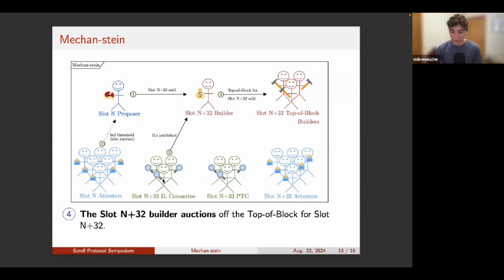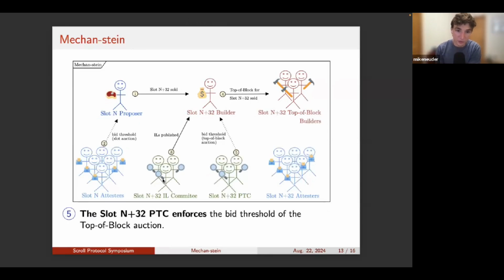Now, we're at the slot n+32, and the top of the block is getting auctioned off to a potentially different set of builders. Obviously, the slot n+32 builder could compete in this auction themselves. It's permissionless. It's totally open. But the important thing is that there's a bid threshold enforcement that takes place from the payload timeliness committee from that slot, which is to say the slot n+32 builder, if they want to build the full block themselves, if they want to build the top of the block and the rest of the block, they have to have the highest bid in the top of the block, and they by default own the rest of the block, so they can just build that part themselves.